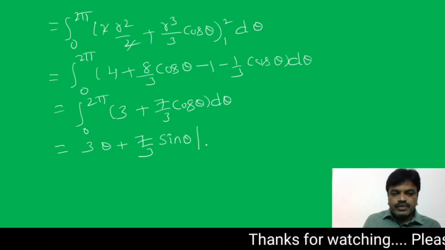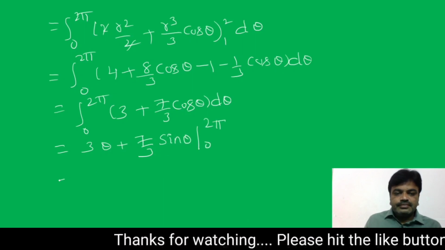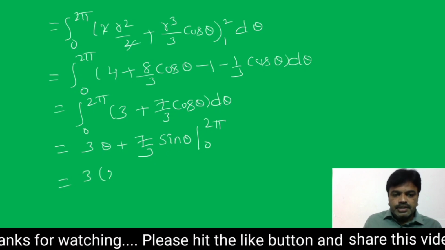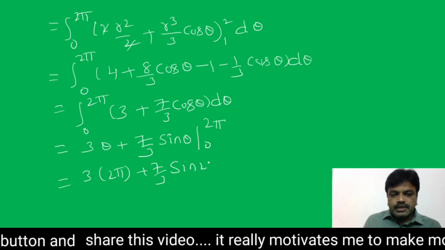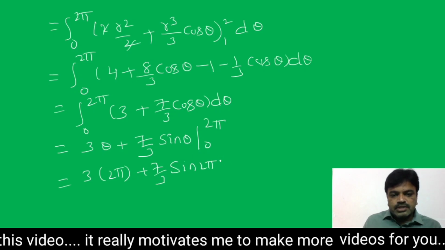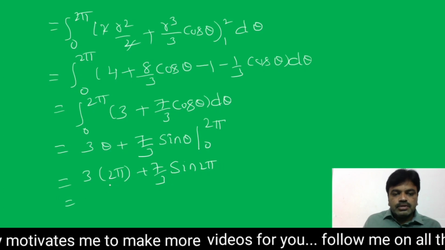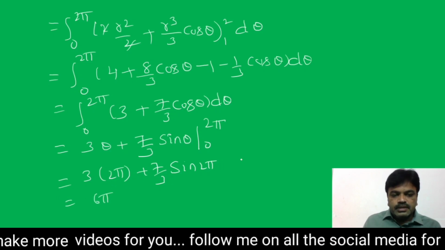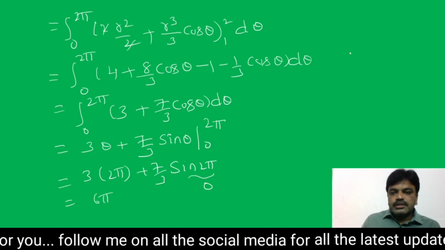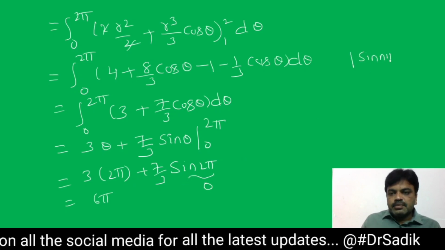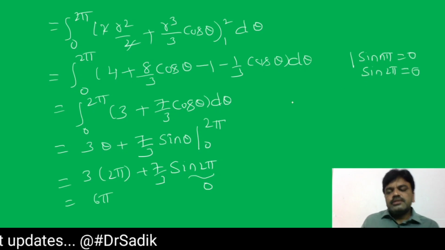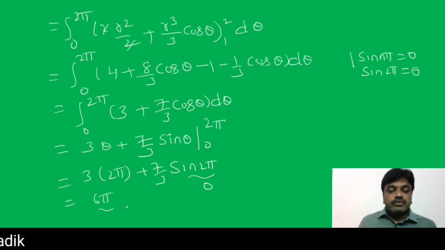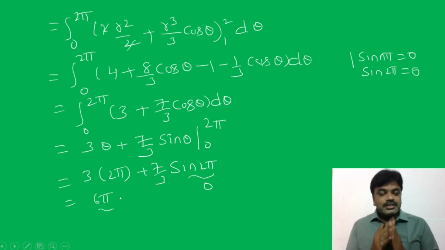between 0 to 2π, please remember. That is equal to substitute the upper limit: 3 into 2π plus 7/3 into sin 2π, then substitute the lower limit 0, sin 0 value is 0. So 3 into 2π is 6π. We know sin 2π value is 0 because in general sin nπ is equal to 0. So finally we get the volume is 6π.